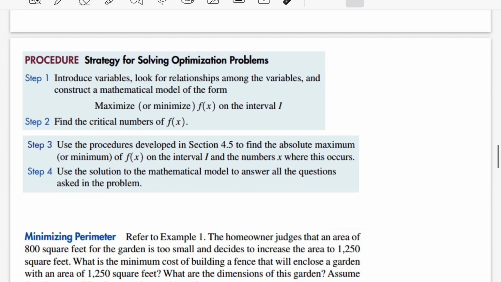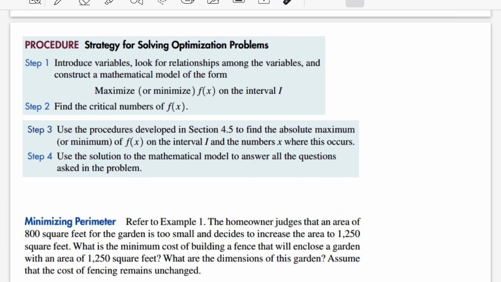All right. So let's do another example here. Now we want to maximize our perimeter.